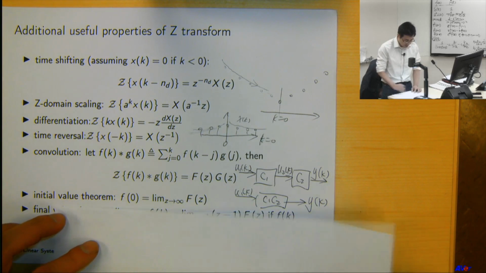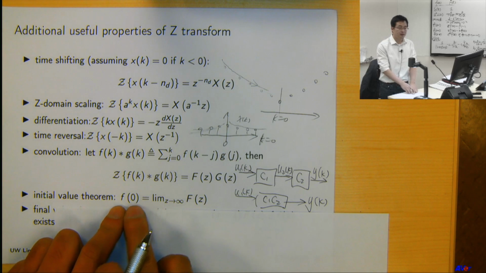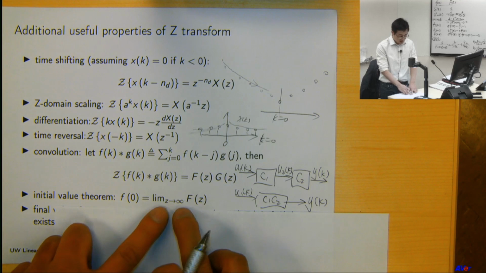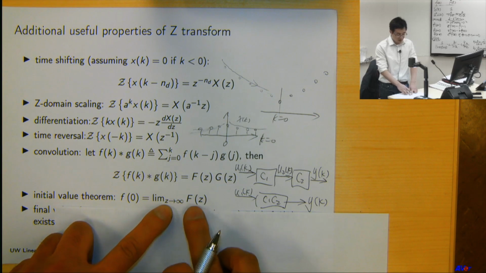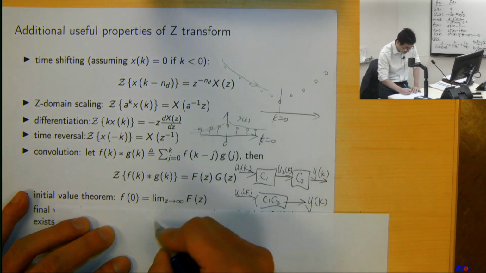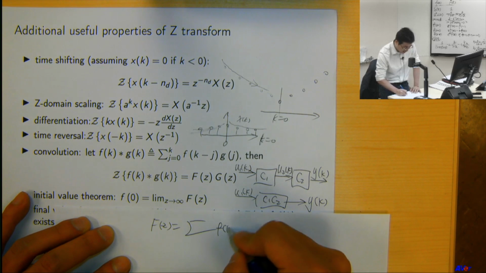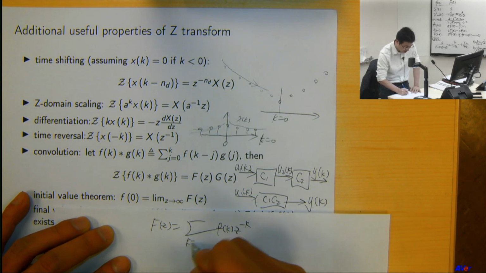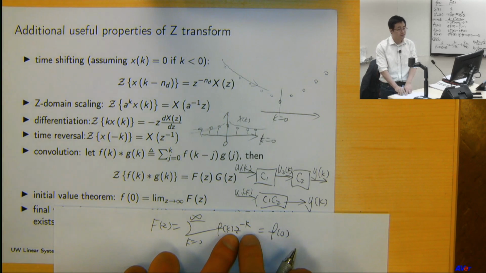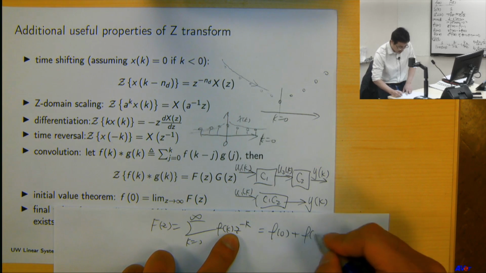The initial value theorem: f(0) is the limit. So you want to know what happens at time t = 0, you let z go to infinity in the z domain. But the difference here is that it's just the limit as z goes to infinity of F(z). It's because by definition, F(z) is the summation of f(k) z^(-k) from 0 to infinity, and it's f(0) times z to the power of 0, which is 1. So you just need to write it out and see very quickly.